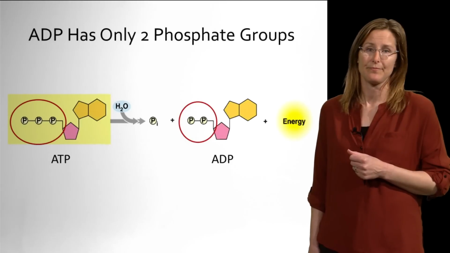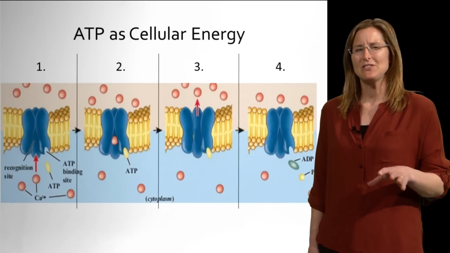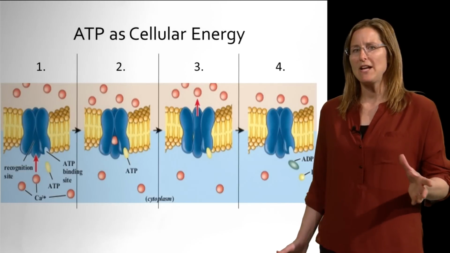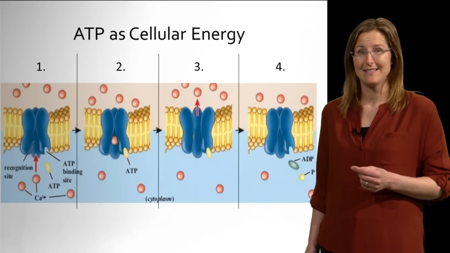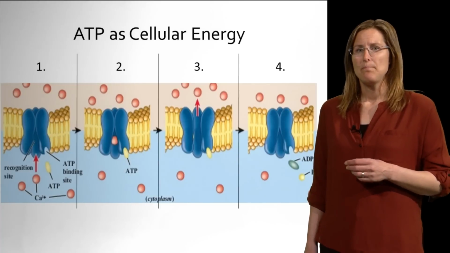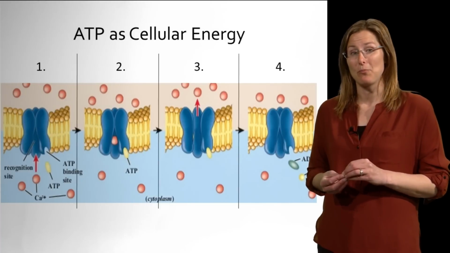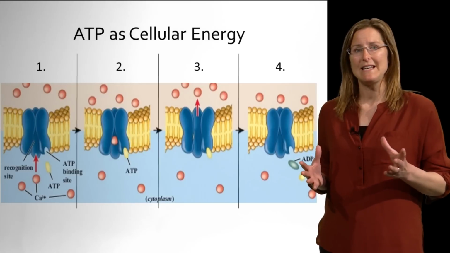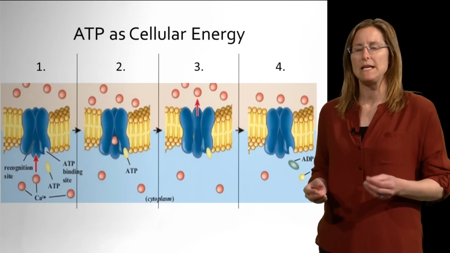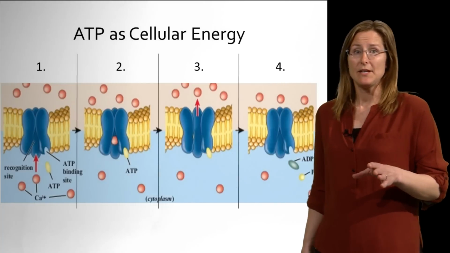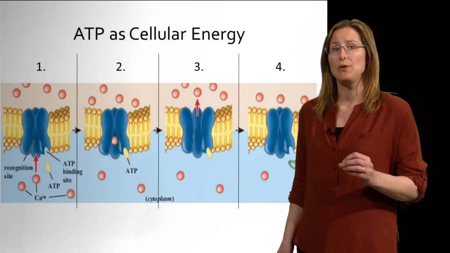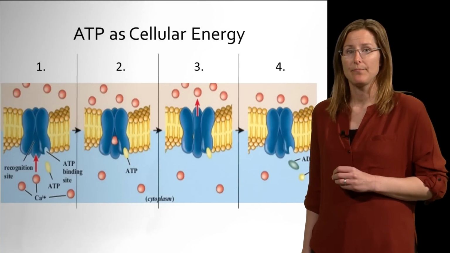So how do cells use ATP? Well, imagine a cell that needs to actively transport calcium ions into its cell. Because the gradient is unfavorable, the proteins need energy to pump calcium into the cell. In the first frame, calcium randomly bumps into an active transport protein.